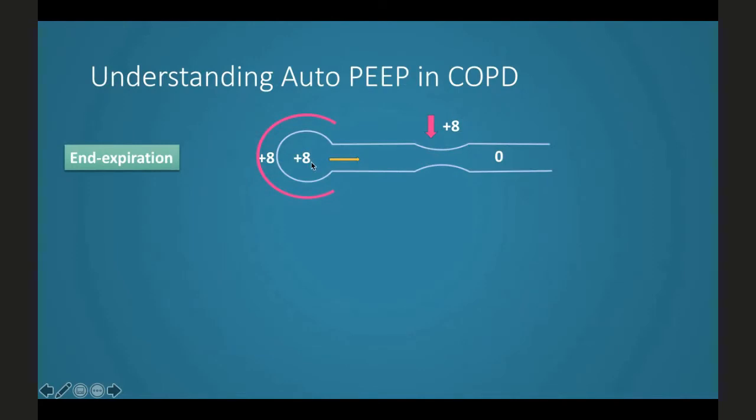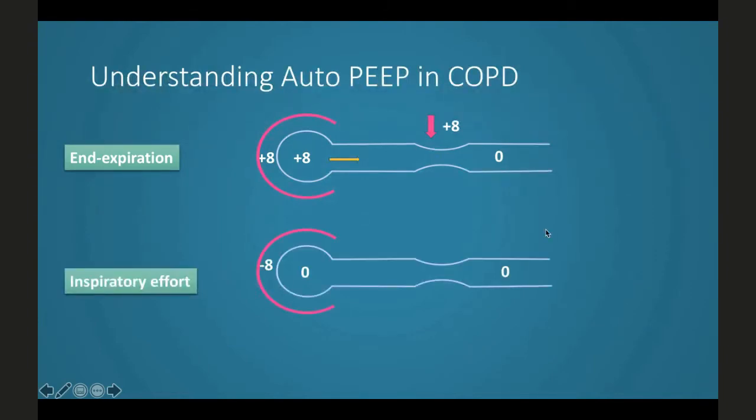Here we can see the alveolar pressure as +8, the pleural pressure is also +8, and the ambient pressure is 0, or the atmospheric pressure, and there is an airway collapse preventing the release of remaining part of alveolar gas into the atmosphere. This happens at the end of expiration. Now, beginning of inspiration, there is an inspiratory effort. The pleural pressure has become -8, and with lots of effort this alveolar pressure has come down to 0.